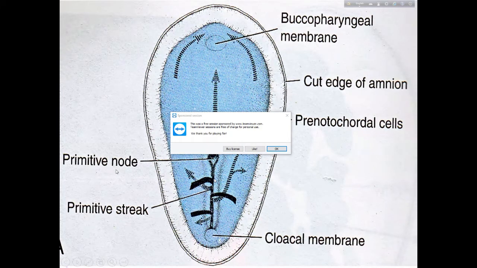So primitive streak and primitive node. Then the primitive streak will go inward. Go inward, we will call it a primitive groove. Look at the arrow, the dark line. The cells of the epiblast go inward, and we call it a primitive groove. At the same time, in the primitive node, cells will invaginate. We call it invagination of cells. That is, cells go inward. We call it the primitive pit.